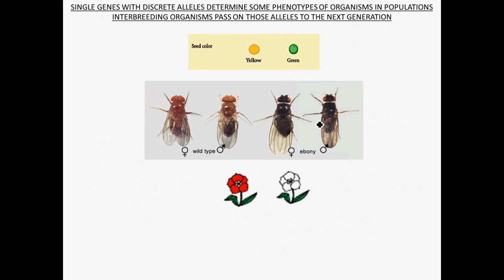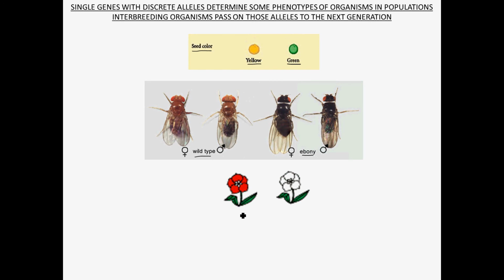Single genes with discrete alleles determine some phenotypes of organisms in populations. For example, Mendel was looking at seed color, and there was one gene and 2 alleles, either a yellow one or a green one, and you had either-or situations. Thomas Hunt Morgan saw a lot of similar phenotypes with flies. You had wild type body and an ebony body, so you had either-or. You didn't really have any mixing.